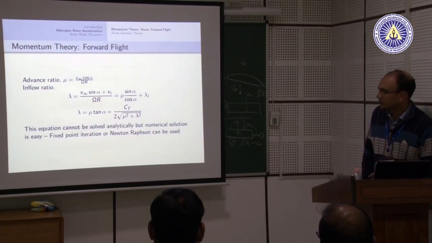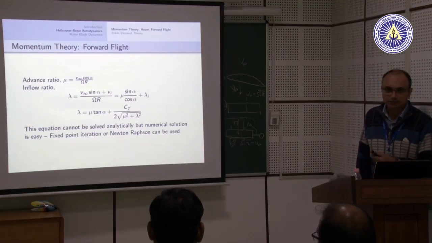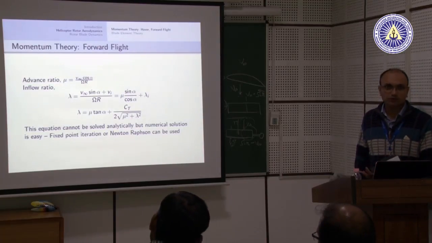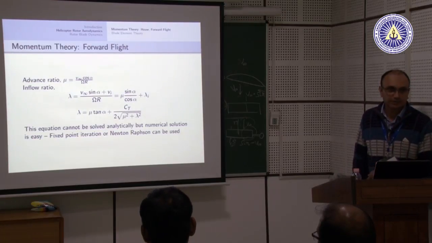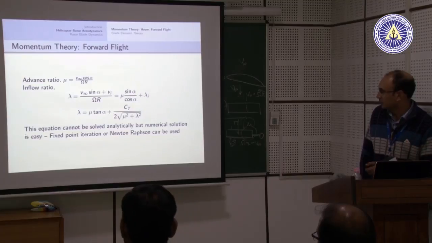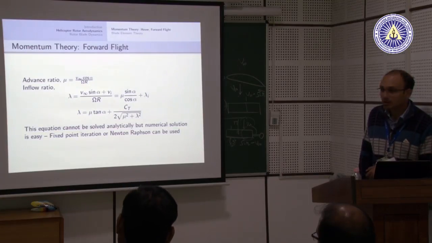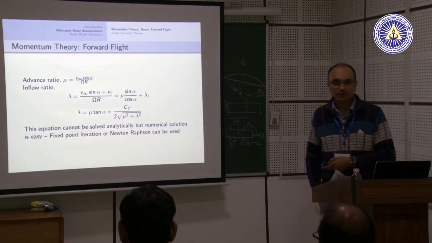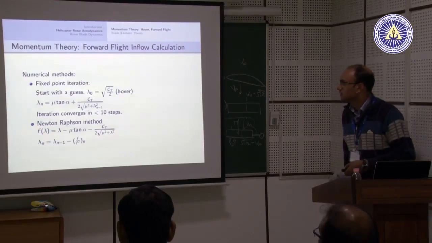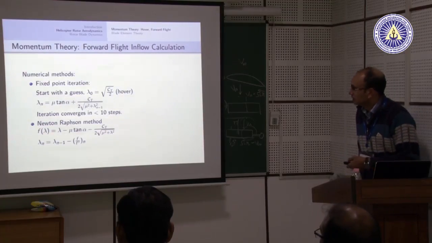Today in the evening, we will see how you can write a small code, probably just 20-25 lines, which will allow you to calculate this lambda for a given Ct. You can use either fixed point iteration or the Newton-Raphson method. If you employ Newton-Raphson, it gives you the answer in just 2 or 3 steps maximum. It is fairly fast, and this is the approach which we use.